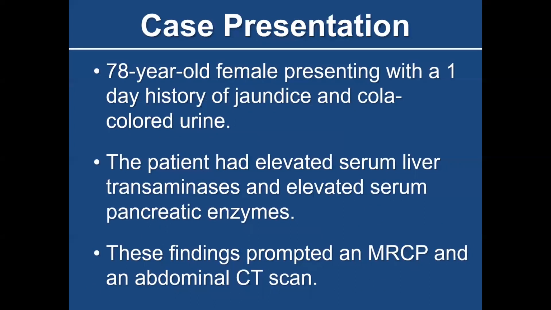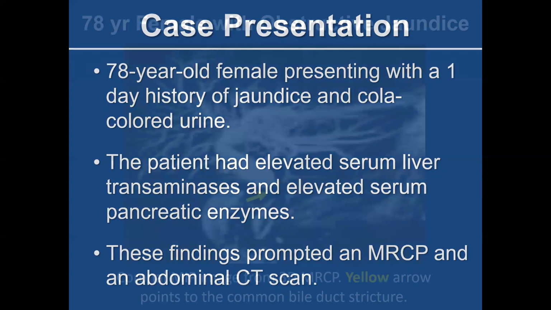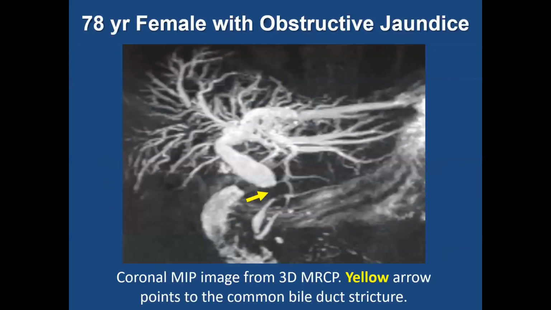She also noticed she had dark urine and her skin was yellow. Laboratory tests were ordered and demonstrated elevations in both liver transaminases and pancreatic enzymes. Because of her symptoms and elevated lab values, she emergently underwent a magnetic resonance cholangiopancreatography, or MRCP, to evaluate her pancreas, bile duct, and liver. The MRCP identified a contrast-filling defect within the distal common bile duct that corresponded to a bile duct stricture, as indicated by the yellow arrow.